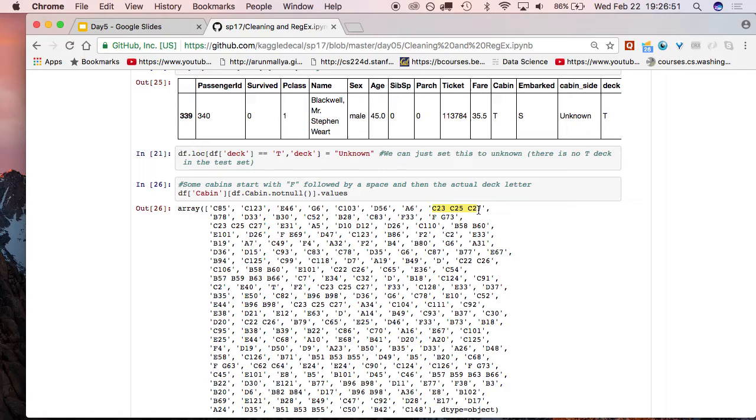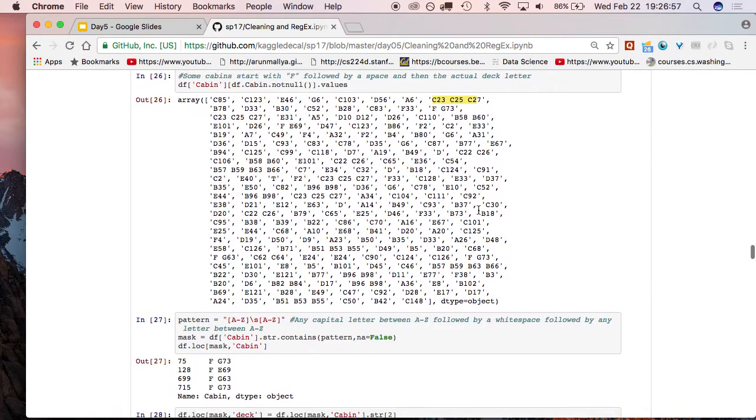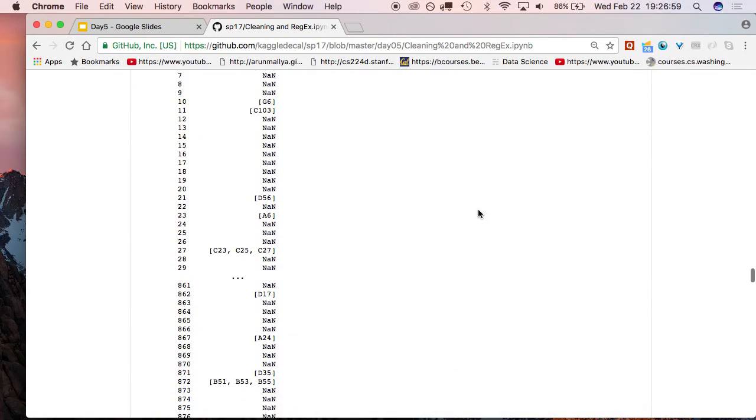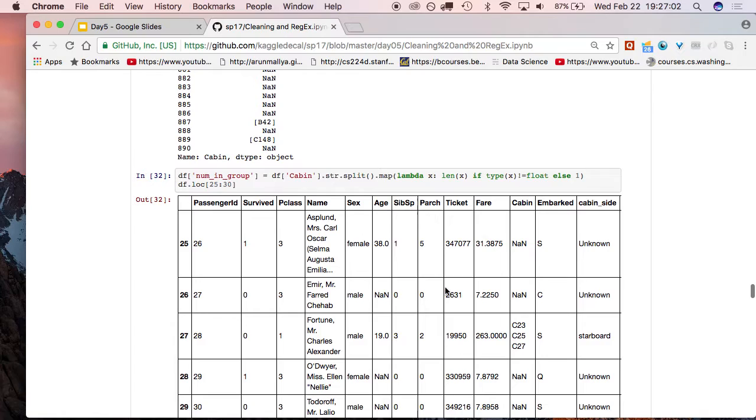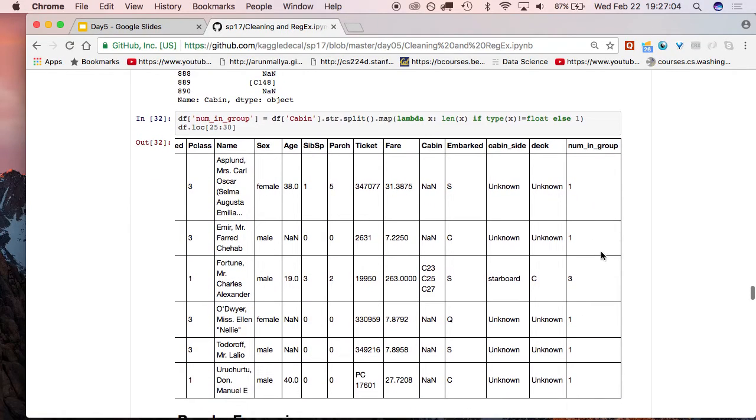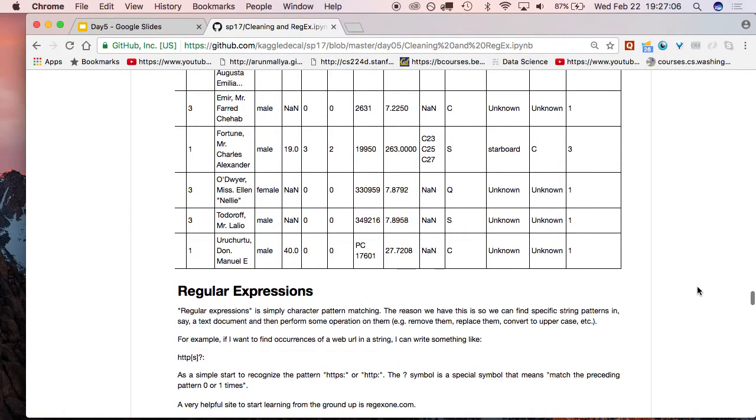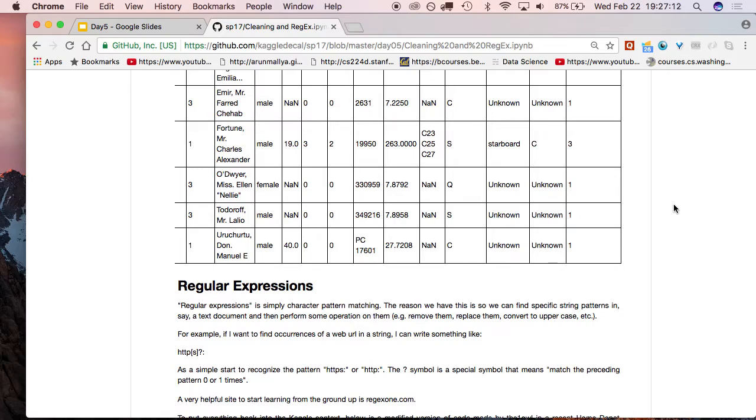Cool. And then one other thing is he also noticed that some of these cabins have like C23, C25, C27. So that means he knew that certain people that booked certain tickets were in some sort of group. So then he also did some further data processing to basically assign them all a group number column.